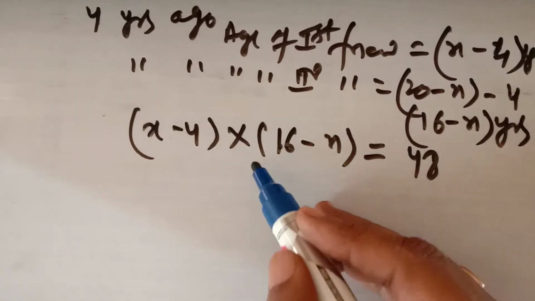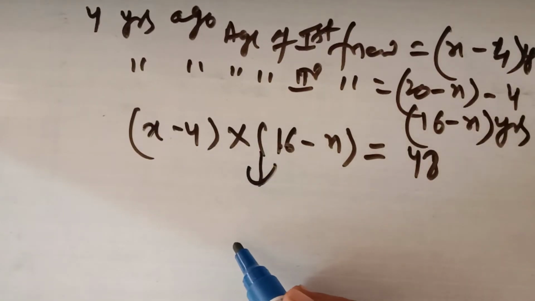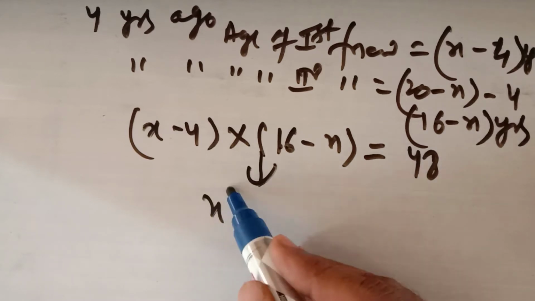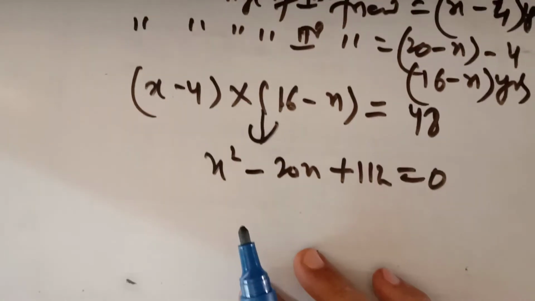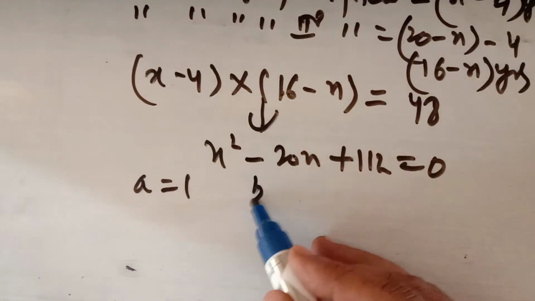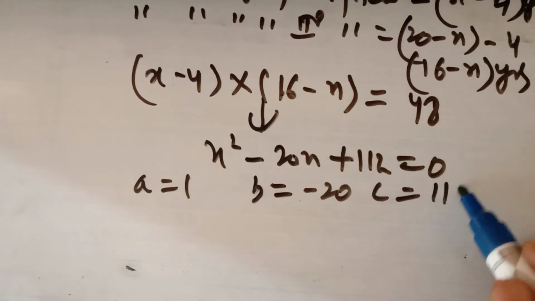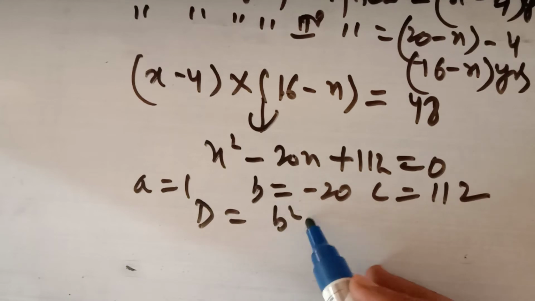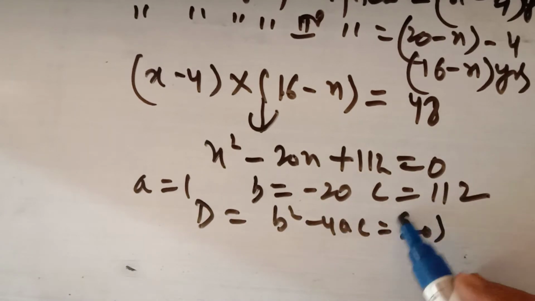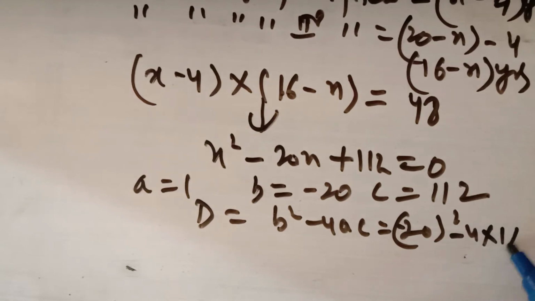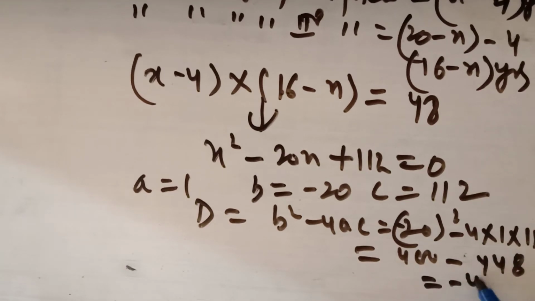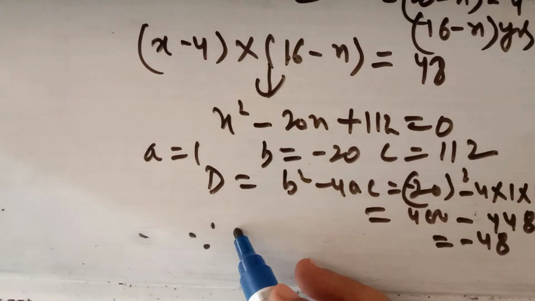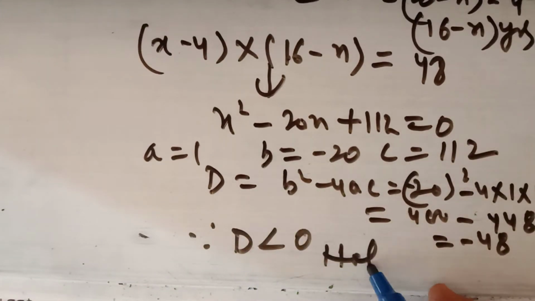Now try to solve this quadratic equation. Multiply and open the bracket. I am getting the quadratic equation as x square minus 20x plus 112 equal to 0. Now the value of a is 1, the value of b is minus 20, the value of c is 112. To find the discriminant, which is b square minus 4ac, that is 20 square minus 4 into a into c, you are getting the discriminant as minus 48, which is not possible because the discriminant is less than 0.